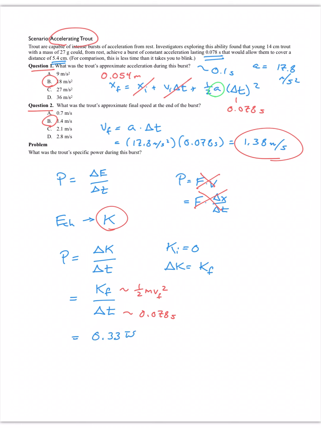But the problem didn't ask for the power, it asked for the specific power, the watts per kilogram. So I take that 0.33 watts and divide it by the mass of the trout, and I come up with a specific power of 12 watts per kilogram. And that is more than people in your class were capable of, less than some of the things that we've seen for mammals. But for a fish, that's pretty impressive and comparable to other numbers which we have seen.